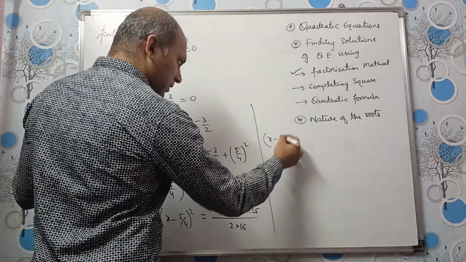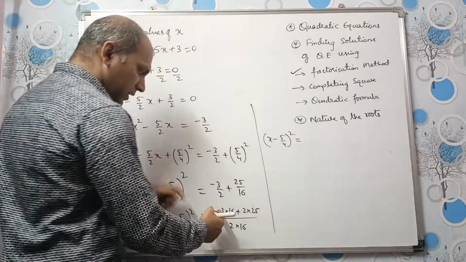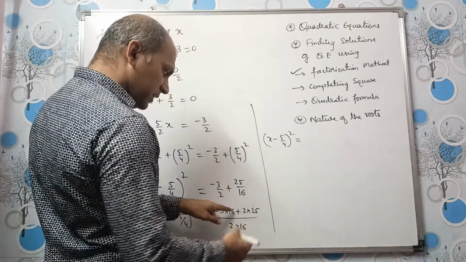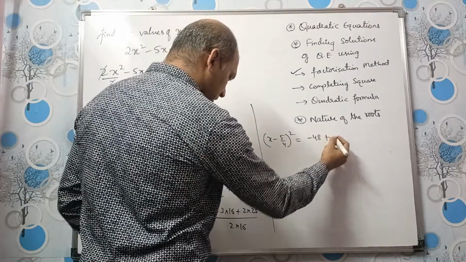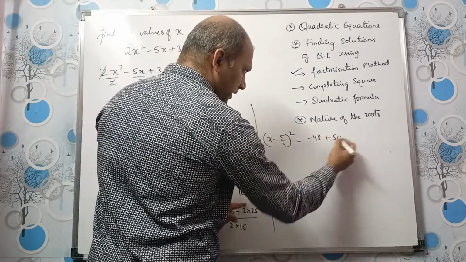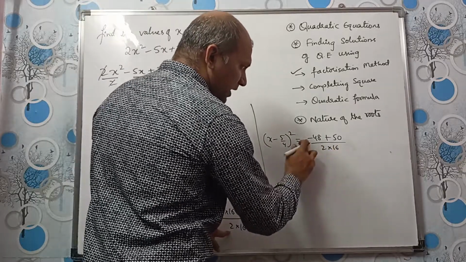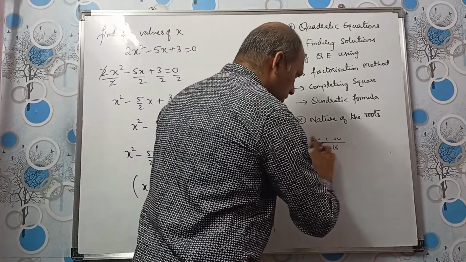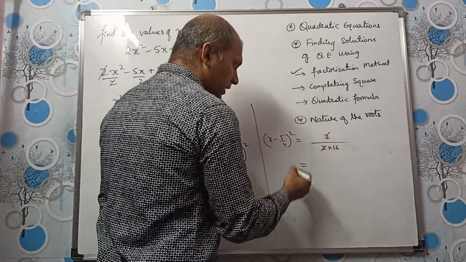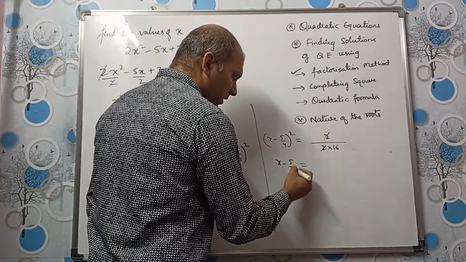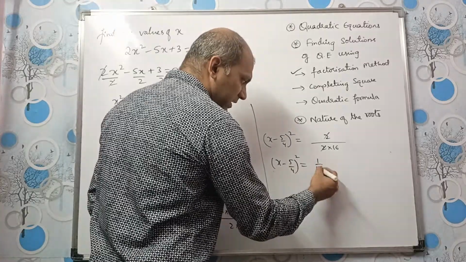So, (x - 5/4) whole square. 16, 16, 32, 48, minus 48 plus 50 divided by 2 into 16. Now minus 48 plus 50 is equal to 2, right? So this 2 will get cancelled. We'll have (x - 5/4) whole square equals 1 by 16.